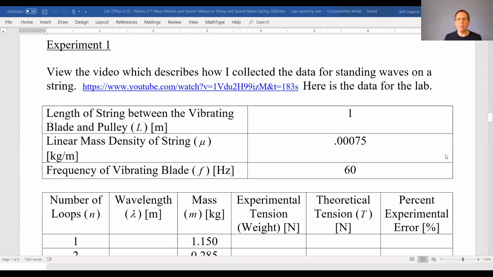Okay, so for the experiment itself, what you want to do first is view the video in which I show you how the data was collected. The first video involves the standing waves on a string. I have the link here, right? You should be able to Control-click on it, it's a Word document, or you can just copy that URL and paste it into your browser. So you want to view that video first.